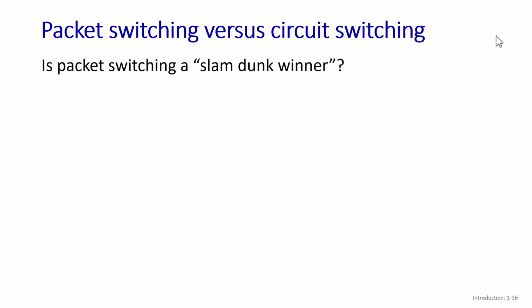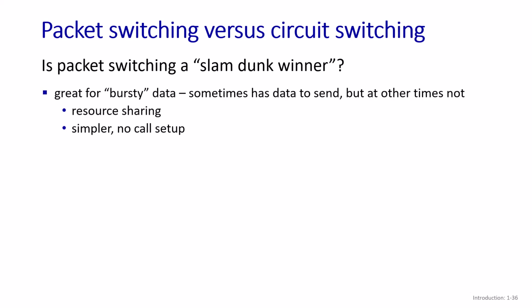So based on the example we just discussed, is packet switching a slam dunk winner? Well, it may seem so, but it's only when we have burst data, meaning that we sometimes have data to send, but at most other times we do not. So packet switching is great for resource sharing, and it's also simpler in terms of we don't need a call setup, unlike circuit switching. Now in circuit switching, we need to have a setup mechanism to create the link between two hosts. So that's called call setup. So we need mechanisms for that.